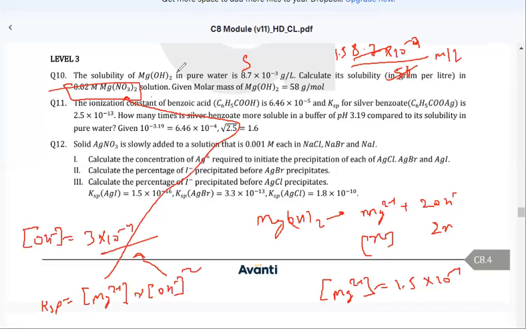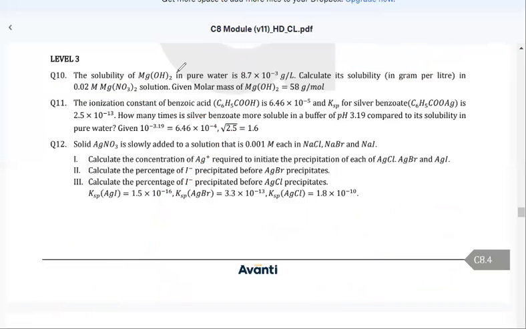Okay, so that was question number 10. Now question number 11. We have done this, right? I think we have done almost the same problem as an example. Tell me, everyone. We have done almost the same problem, where K is equal to K.